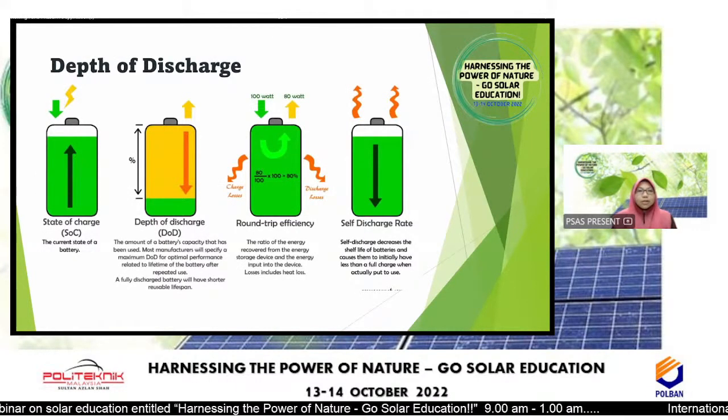Okay, so this is depth of discharge. What is depth of discharge? When we want to buy the battery storage, we need to know the depth of discharge. Depth of discharge is the amount of battery capacity that has been used.